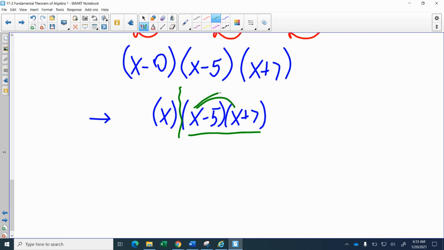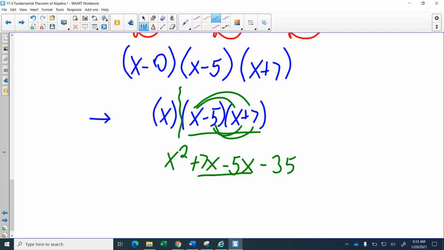Well, I would do x times x and x times 7. That would give me x squared plus 7x. Then I would do negative 5 times x and negative 5 times 7 to get negative 5x and negative 35. At that point, I can simplify the 7x and the 5x to get x squared plus 2x minus 35. And that's what happens when I FOIL out those first two values.